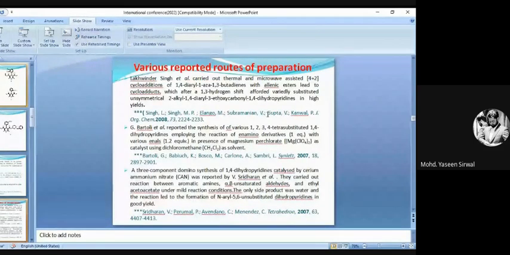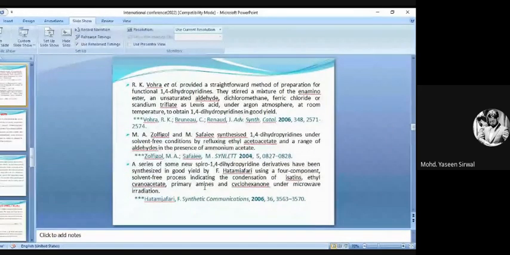Various routes have been reported for the preparation of 1,4-dihydropyridines, including thermal and microwave assisted 4+2 cycloaddition. Lakhvinder Singh et al. reported this. Then G. Bertolli et al. have synthesized this. Then there is a 3-component domino synthesis using CAN, cerium ammonium nitrate, and a series of others. Zolfogil and Safai also synthesized dihydropyridines. So we have a lot of literature for the synthesis of this.